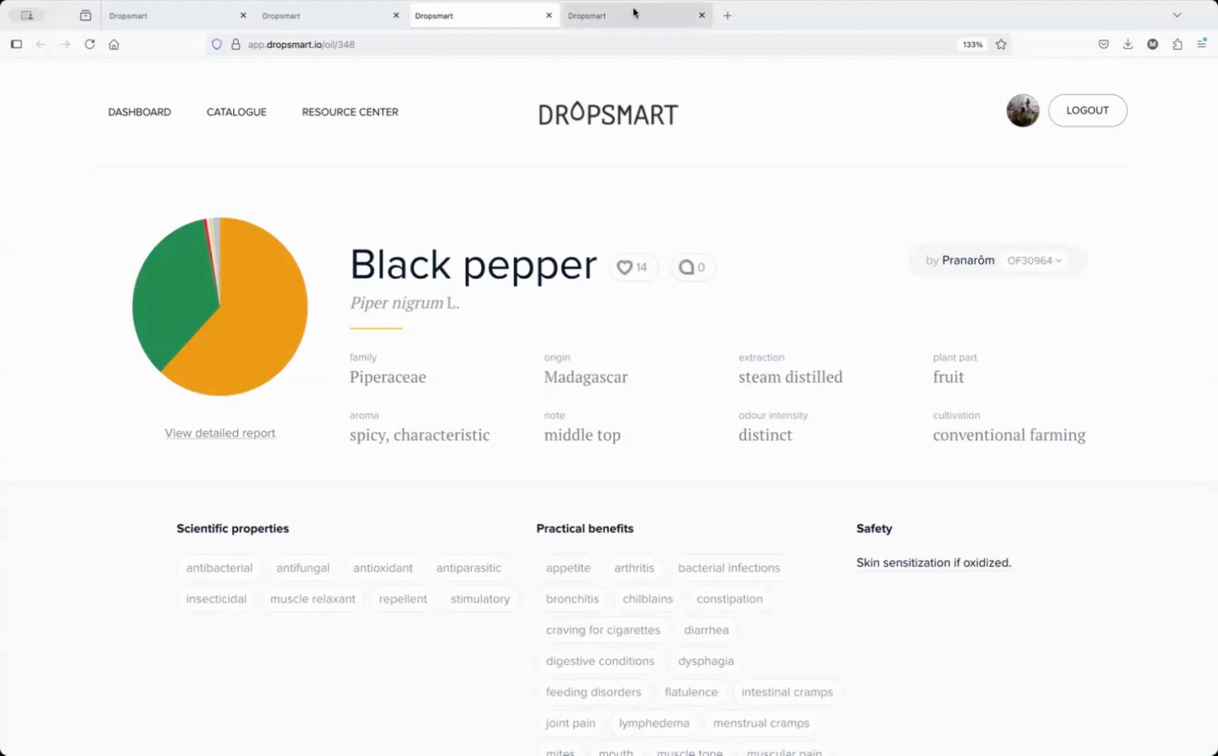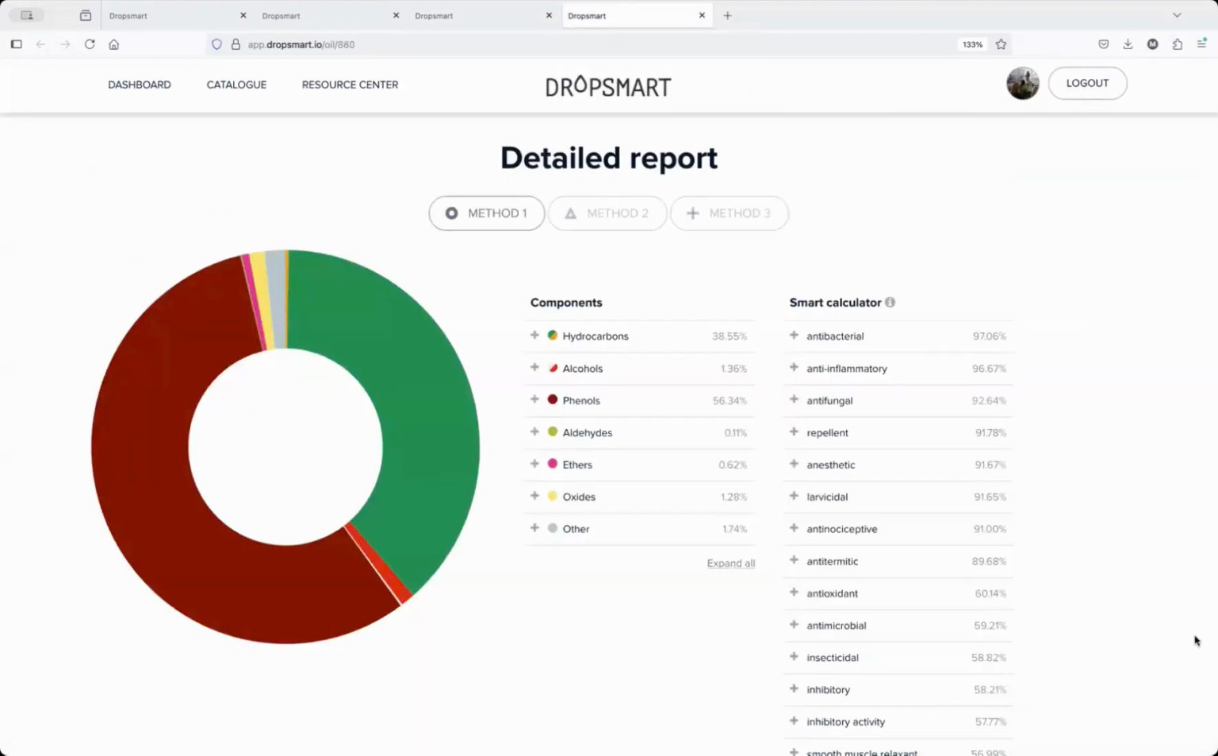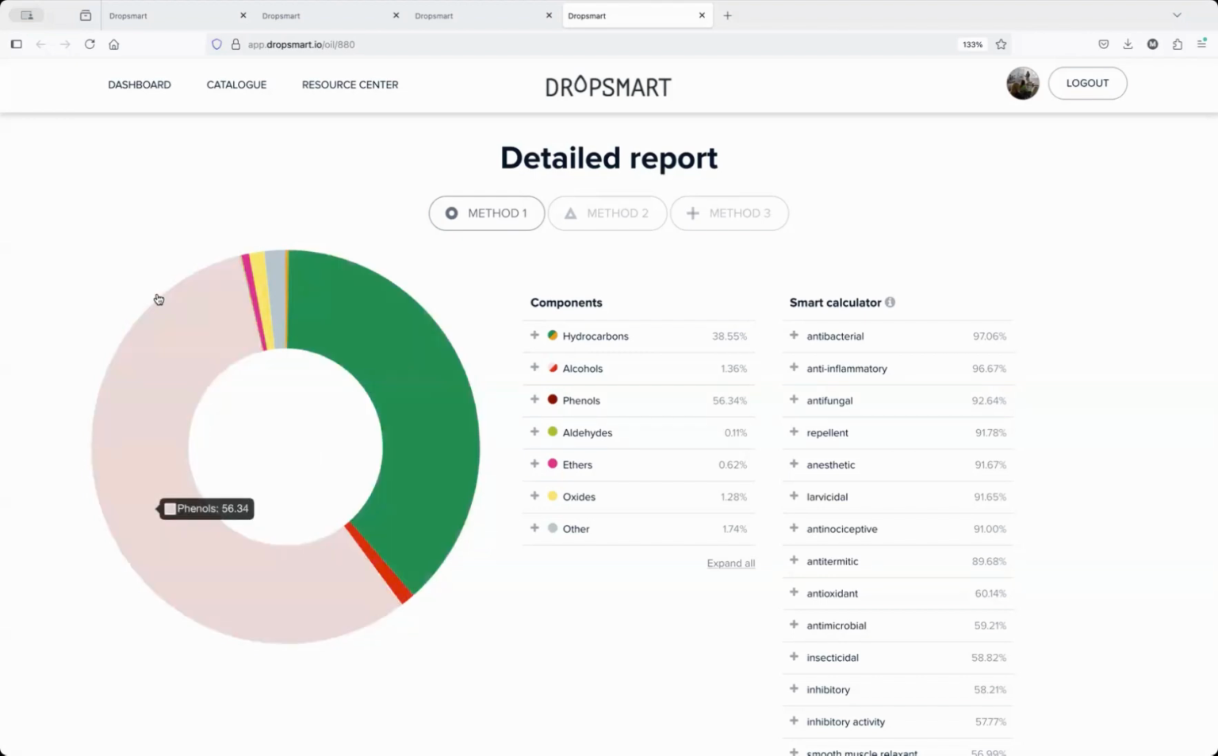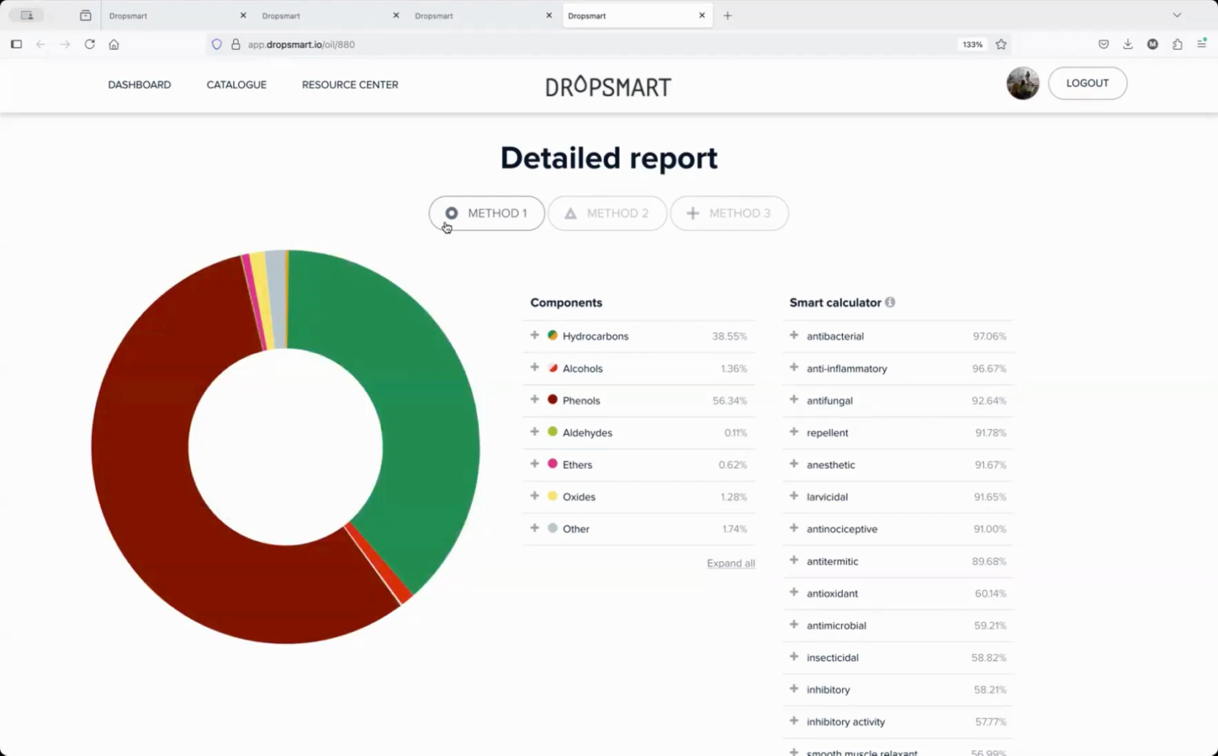And next time, we're going to look at this one. So we're going to continue with sesquiterpenes, so I can tell you a little bit more about how to read that without knowing what oil it is. And we're going to go into these guys here, phenols.